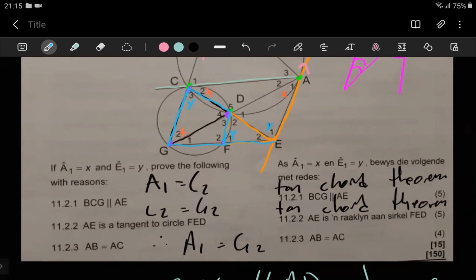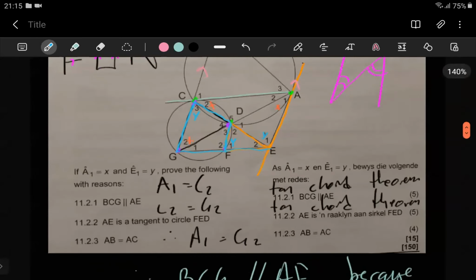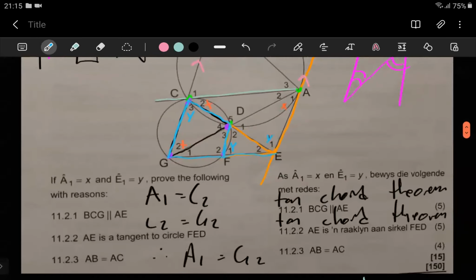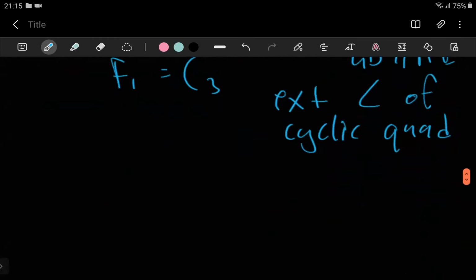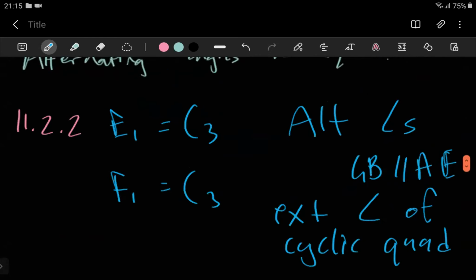Anyways, so you see now, if I don't include the cyclic quad part, it's incorrect. If you just say exterior angle, well, the thing is, it's an exterior angle of what? You have to include the cyclic quad part, because if you just say exterior angle, it's still a bit too vague, because you're not necessarily showing that you know exactly what you're doing. But when you say exterior angle of cyclic quad, it's like, oh yeah, it's that theorem. The theorem that states an exterior angle of a cyclic quad is equal to the opposite interior angle.